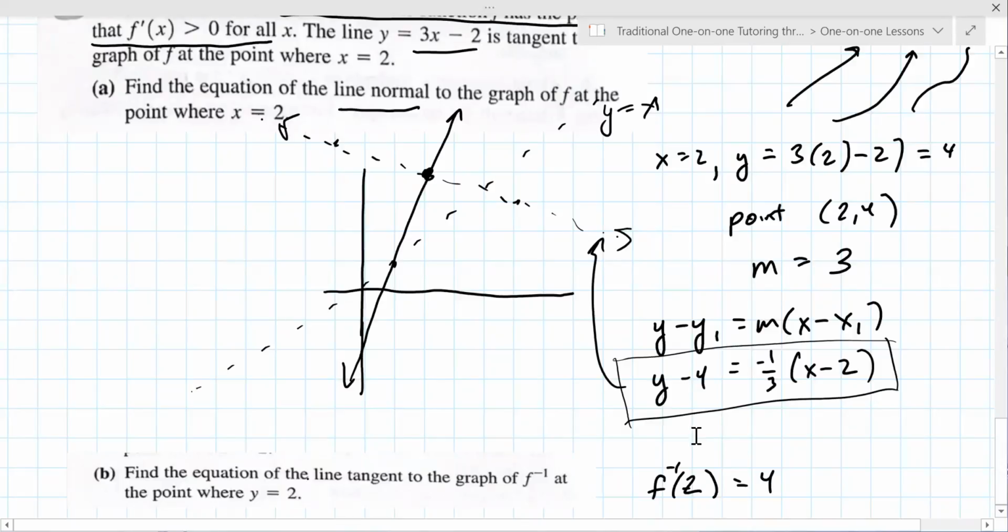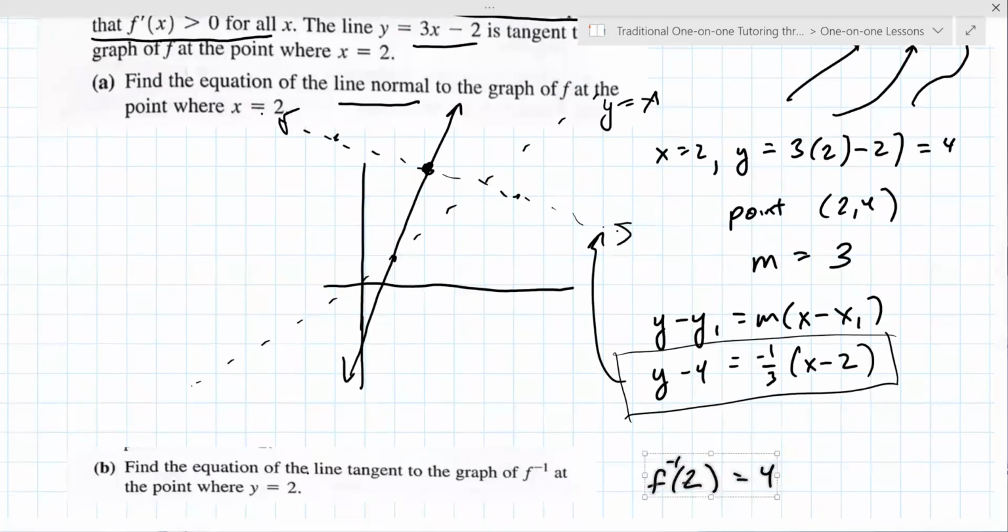Do you want me to check what the answer is in the back? Yeah, why don't you check on this one, and maybe that'll help explain what's going on here. The next one, part C, is pretty clear. 61B says it's y minus 2 equals 1/3 (x minus 4).